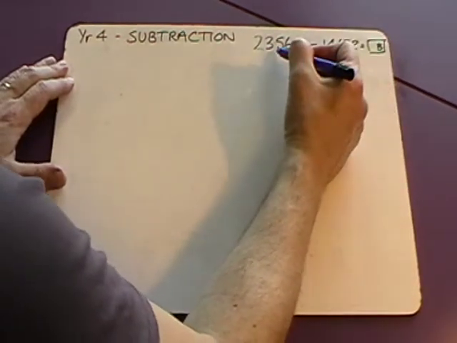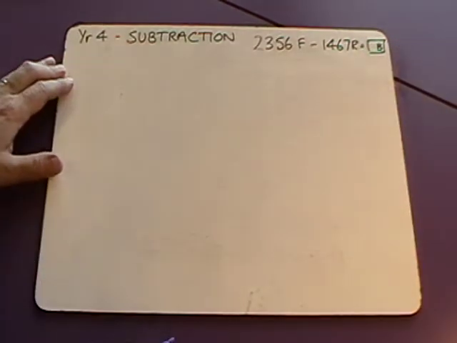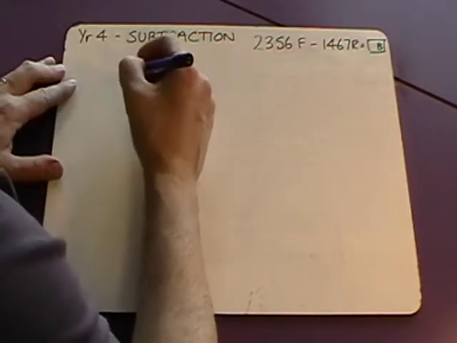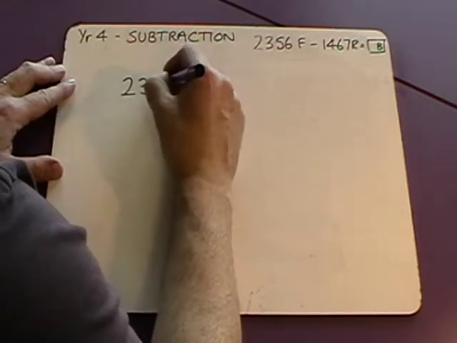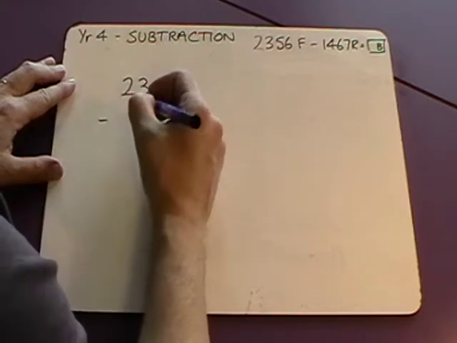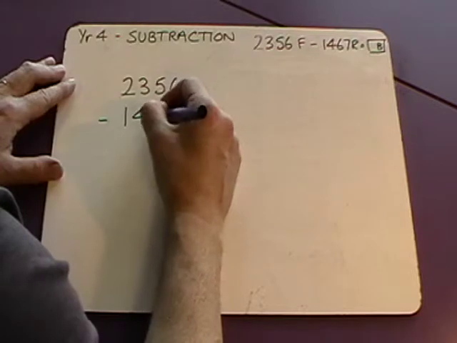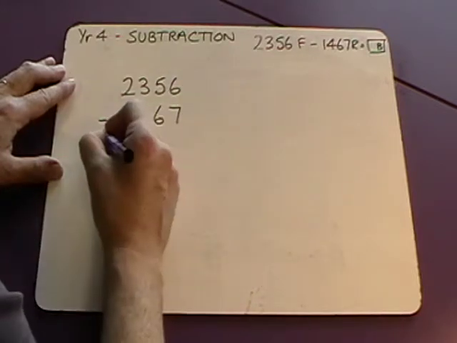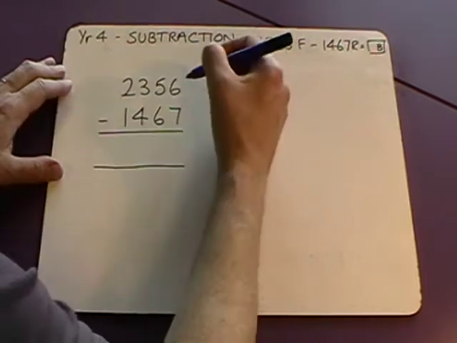So if we take the total number of fans and we take away the number of Reds fans, it will leave us with the number of Blues fans. So we can start our calculation. We've got 2,356 fans altogether, and we're going to subtract 1,467 Reds fans to find out how many Blues fans are at the match.